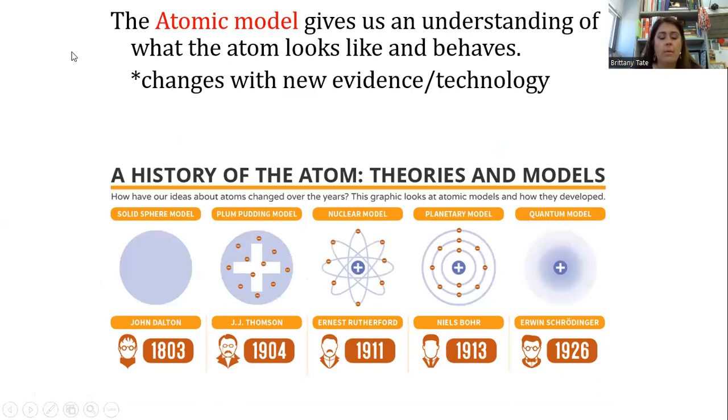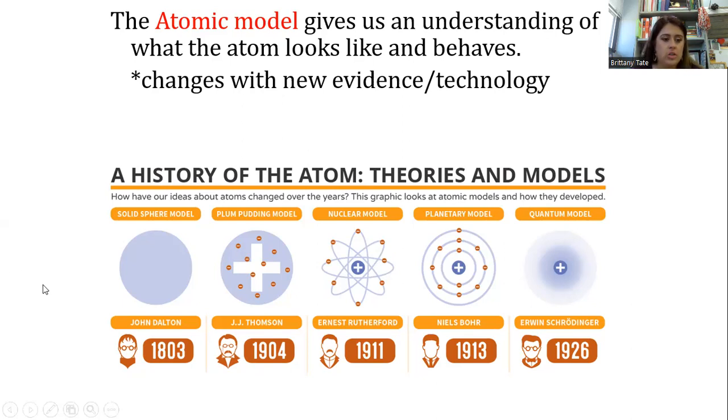All right, so all this came about due to the atomic theory model, and the atomic theory model is going to tell us how an atom looks and behaves. And one reason, and I think the main reason they would test you on this, is that as new evidence is gathered, it's going to change the model. So remember, theories can change as new evidence is gathered.